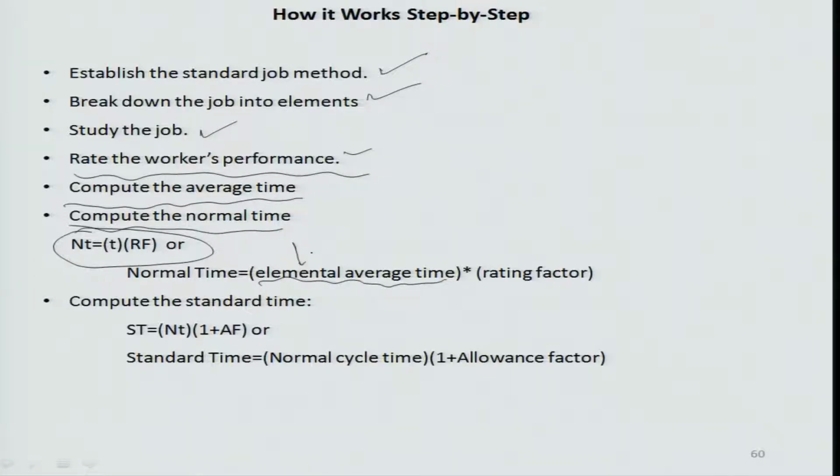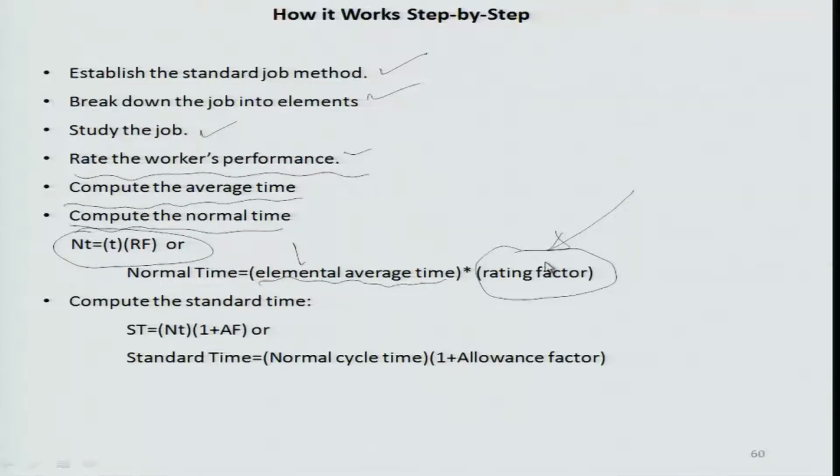Element is one element of a certain task, times the rating factor. Here is where you are trying to give some heed to the worker's performance. If I rate a particular worker at 1.1, that means he is doing 110% of the actual rating that an average worker would do. So this rating factor becomes important in terms of the individual performances.